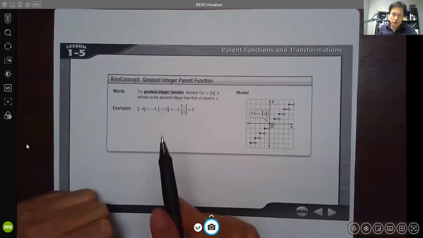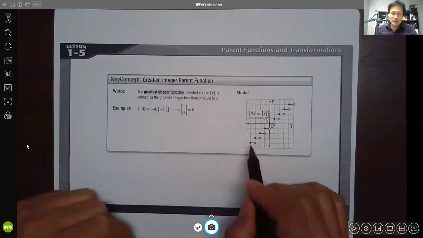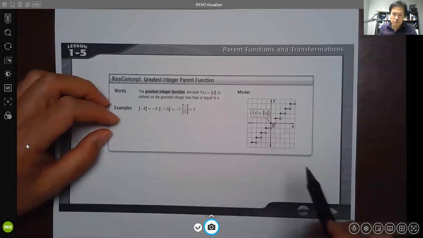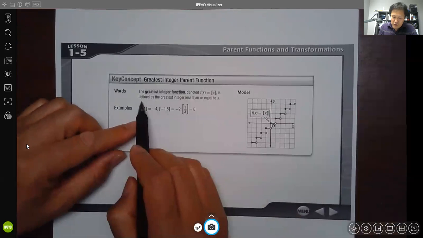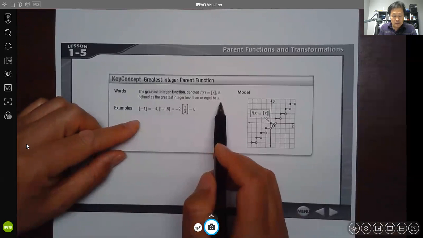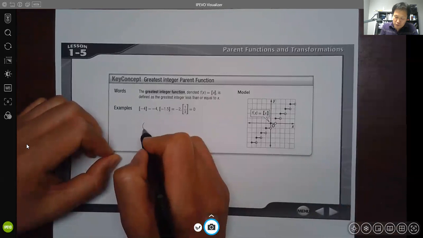The greatest integer function has a notation like this. It's not that popular. I mean, you hardly see something like this, but from time to time you might see it. What's the definition? The greatest integer less than or equal to x. So if you think about it here, let's say we try putting in a value of 1.